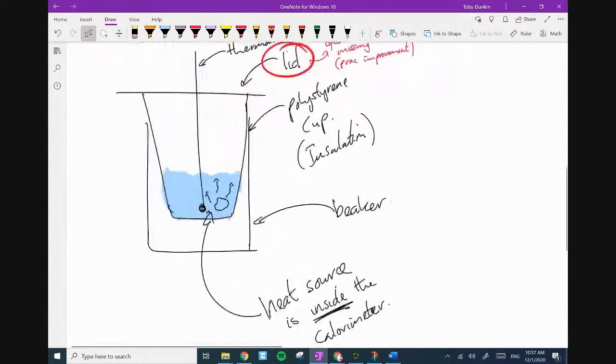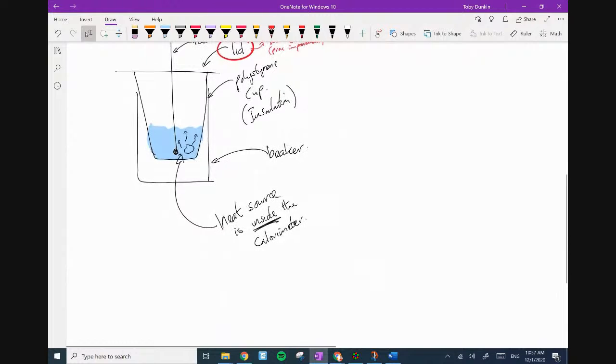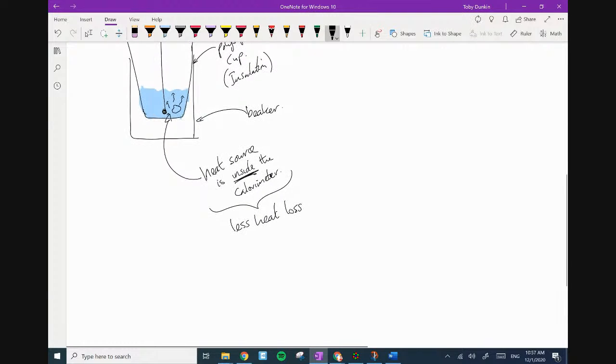But it's inside the reaction. What this means is less heat loss. Yeah, less heat loss. Not only that, but you can add this, see next lesson's notes, see lesson 2 on calorimetry's notes. I'm not going to bother doing that.